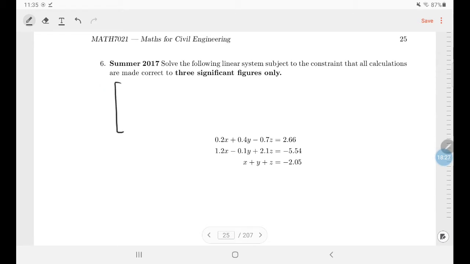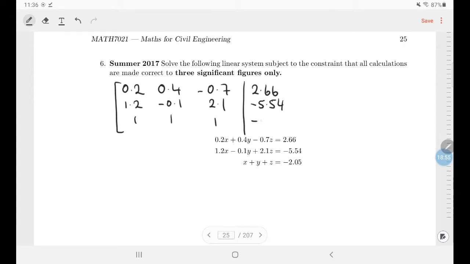So if I just write this naively, I get 0.2x, 0.4y, minus 0.7z equal to 2.66, 1.2x minus 0.1y, 2.1z, this is going to be painful by the way, equal to minus 5.54, and then 1x, 1y, 1z equal to minus 2.05. Now, of course the other thing is that the figures that go into the equation could be rounded as well, so that's another source of error.